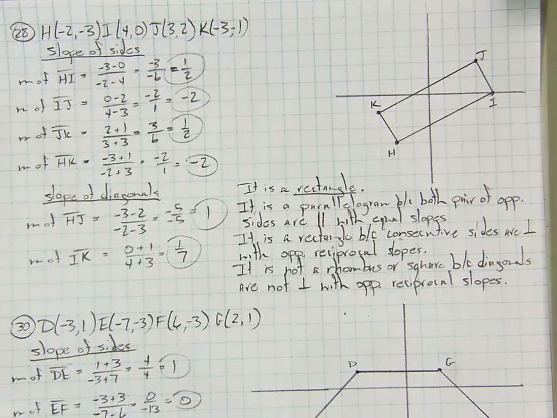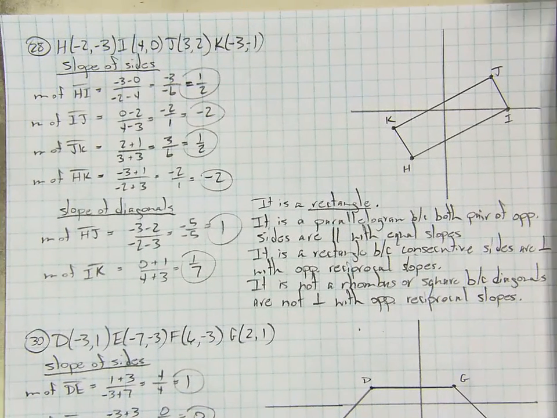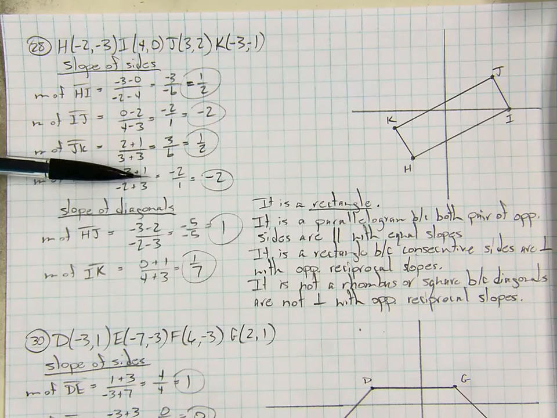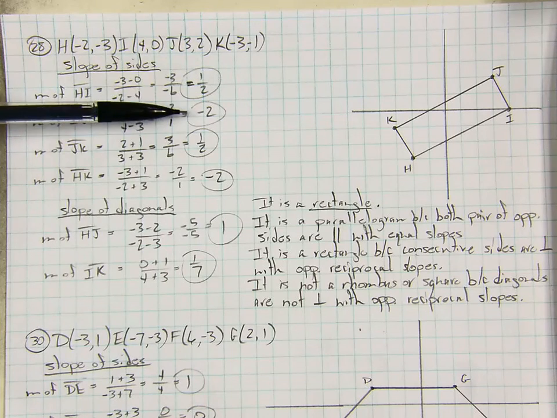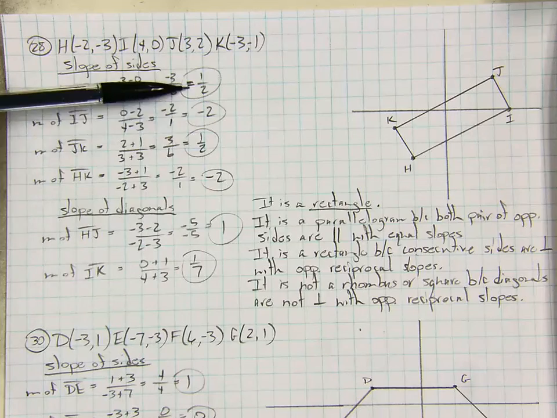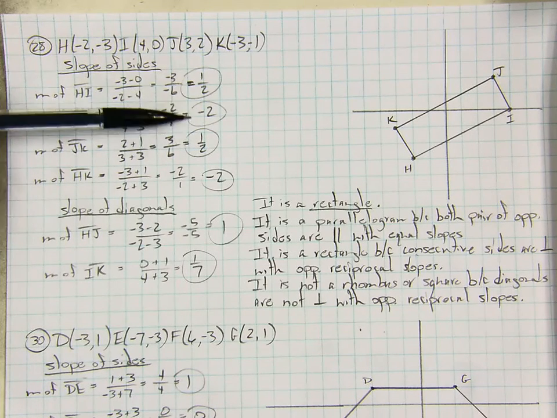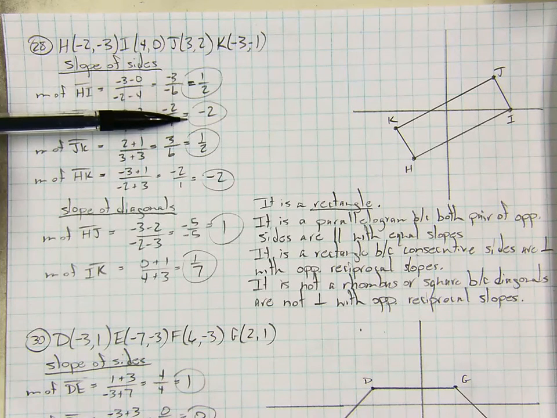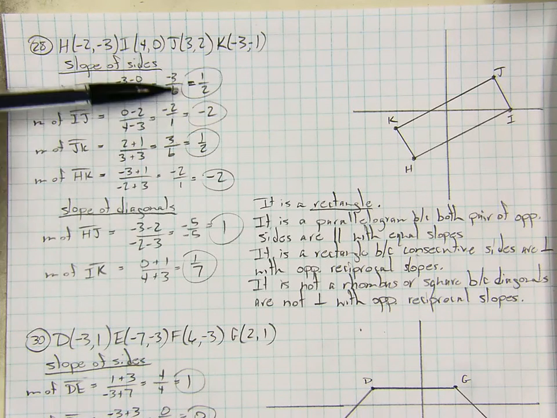For number 28, when we graph that one, it looks like a rectangle. And of course, we'll find out for sure. Find the slope of the sides. I have 1/2 and -2. 1/2 and -2. Opposite sides are parallel. They have the same slopes. Consecutive sides are perpendicular because they're opposite reciprocals, 1/2 and -2. So this one is at least a rectangle.